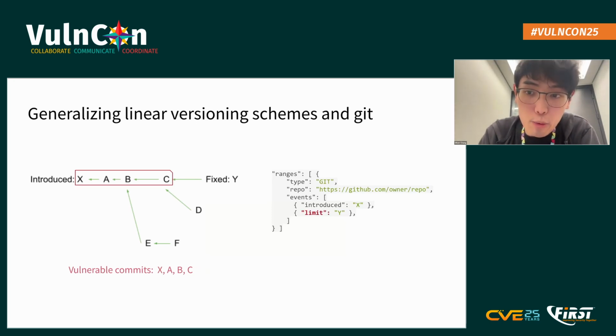Another example here shows how we can encode a similar situation where instead only a single branch contains the vulnerability. We don't automatically assume that all branches that don't have an explicit fix are vulnerable in this case. And to do this, we replace the fixed event with a limit event. And again, all of the rules for this are described in the pseudocode that we provide, and it's exactly the same algorithm that works for linear version ranges as well.